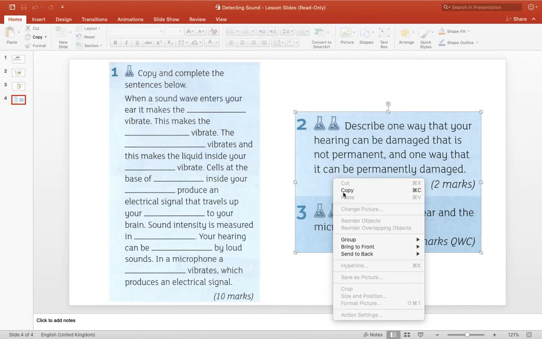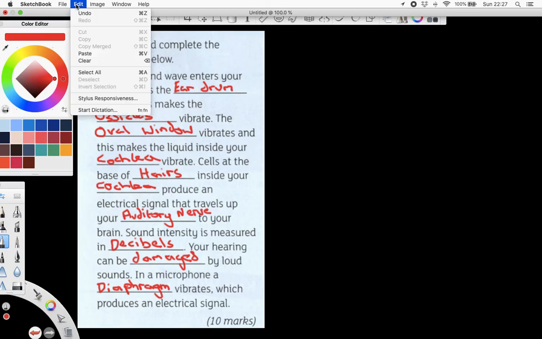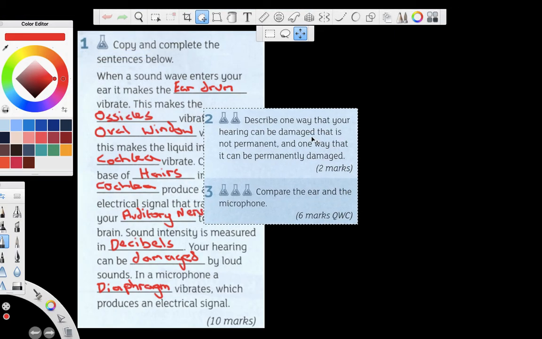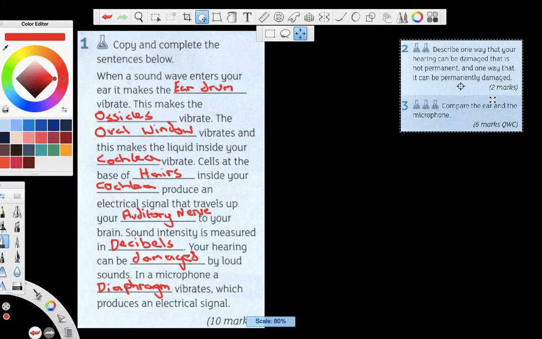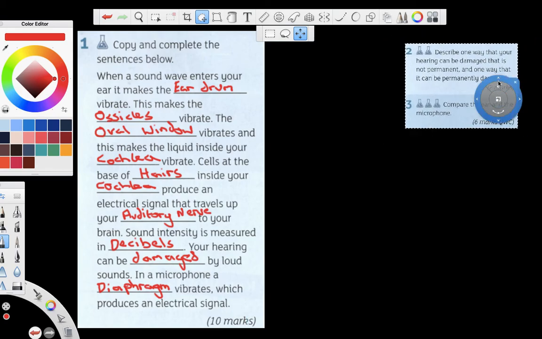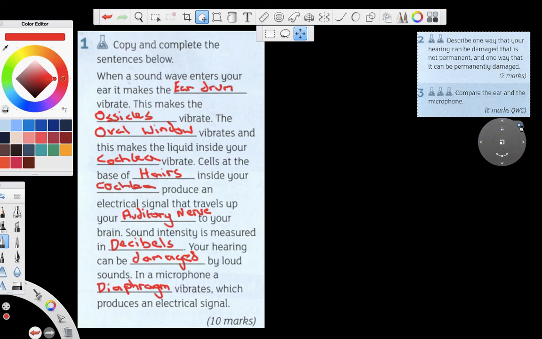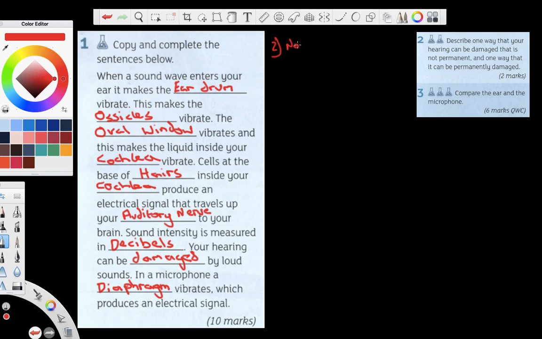Let's grab these second questions and paste them in. We don't need these as big as the last ones. So, the second question says, describe one way that your hearing can be damaged that is not permanent and one way that can be permanently damaged. For your non-permanent ones, you should have said earwax, so too much earwax.